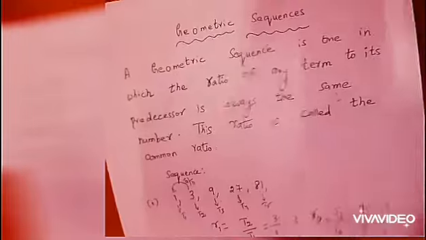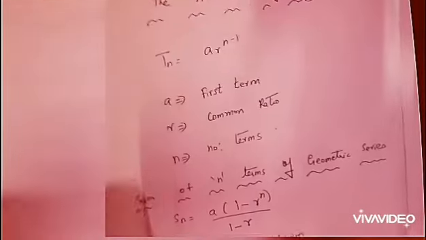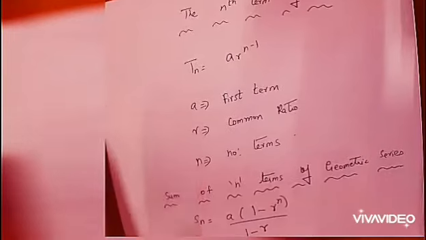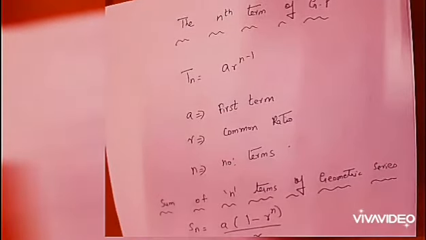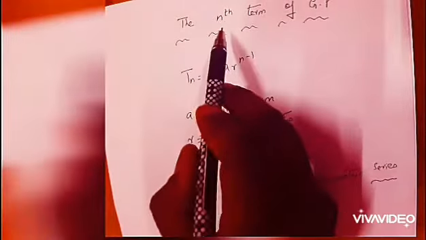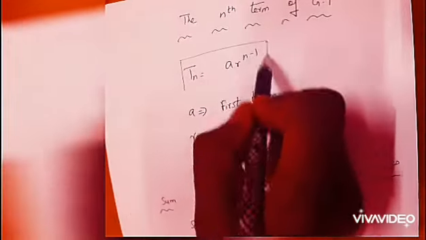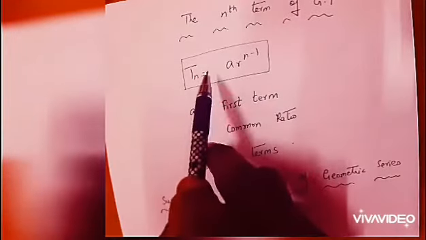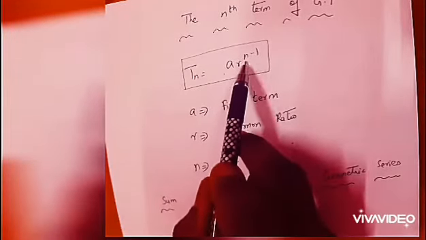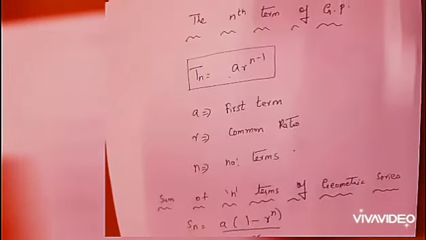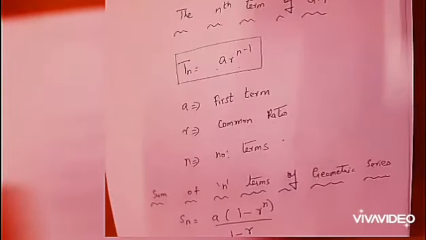The next topic we are going to see is the nth term of GP. We discussed the nth term of AP. Do you remember what is nth term of AP? Exactly, Tn is equal to A plus n minus 1 times d. The formula to calculate the nth term of GP is, this is the formula you should remember, Tn is equal to A times R to the power n minus 1.